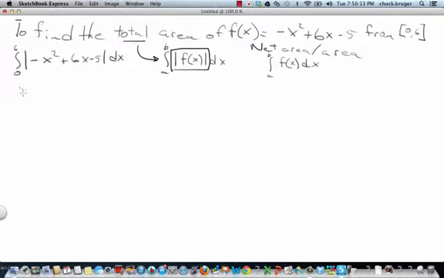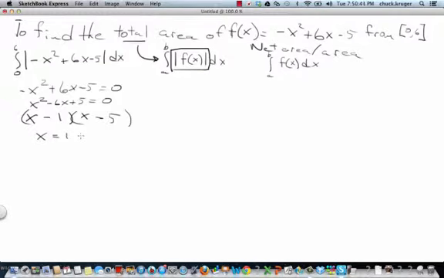And so the first thing I'm going to do is let that negative x squared plus 6x minus 5 equal 0, and find the intercepts of this quadratic. Well, I'm going to divide everything by negative 1 and get x squared minus 6x plus 5 equals 0, because for me it's easier to factor. And I'm going to factor this to x minus 1 and x minus 5. So my intercepts are x equals 1 or x equals 5. And you saw that from the graph. Those are the two points it was touching on the graph.